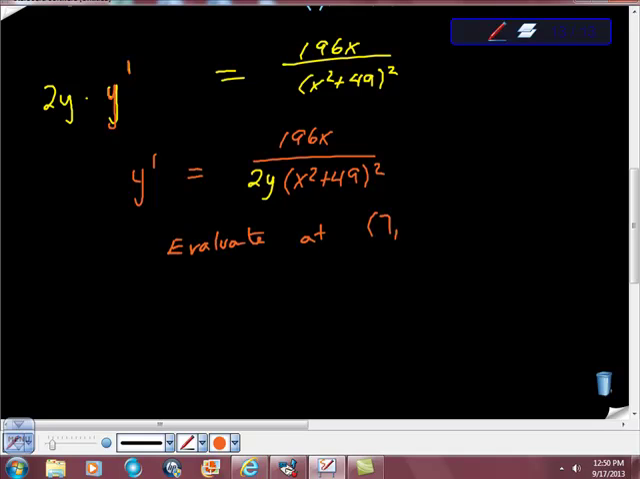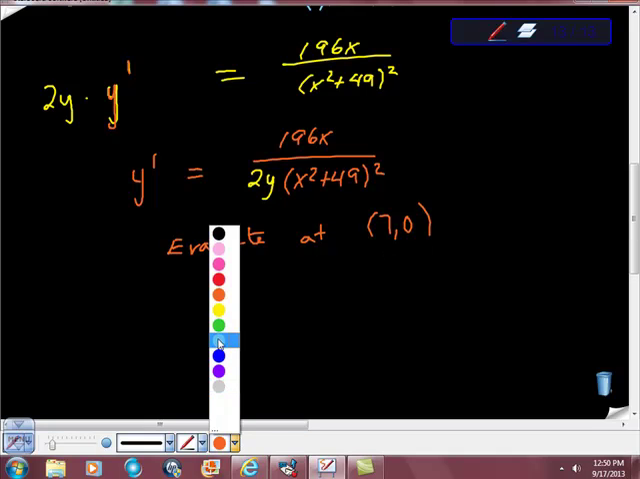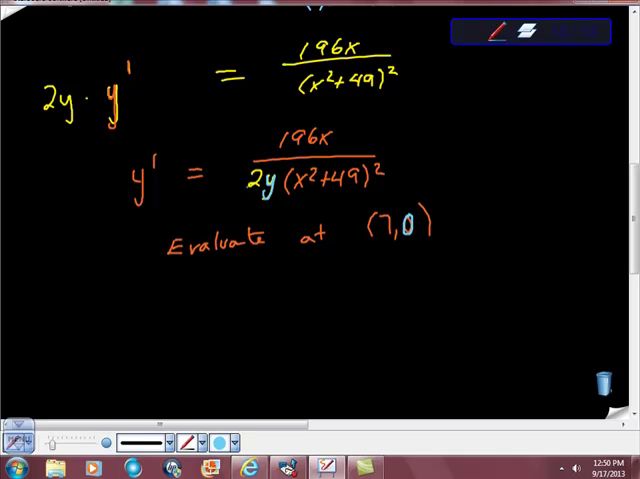Remember, we're supposed to evaluate at (7, 0). So if I evaluate this at (7, 0), all I have to do is this. Here's where the y value is going to go, and the y value that I'm evaluating at is 0. Well, if I turn this to 0, it doesn't matter what the rest of this thing does. It's going to go to undefined. So in this case, the derivative is undefined at the point (7, 0). Undefined is my answer, and there's my work.